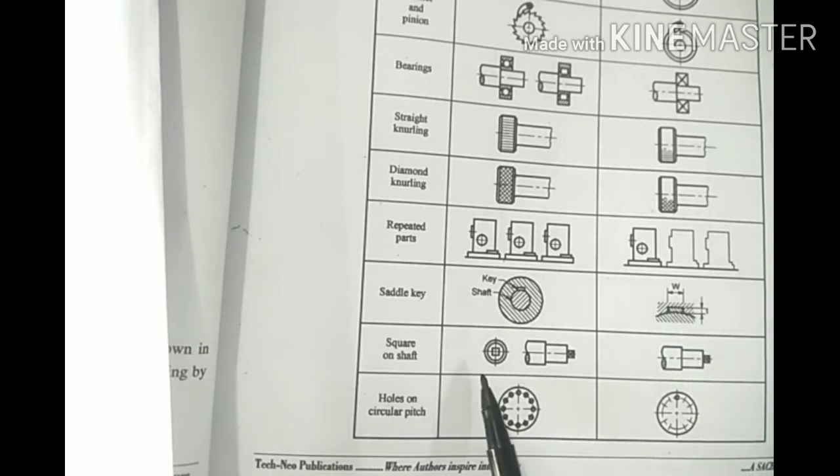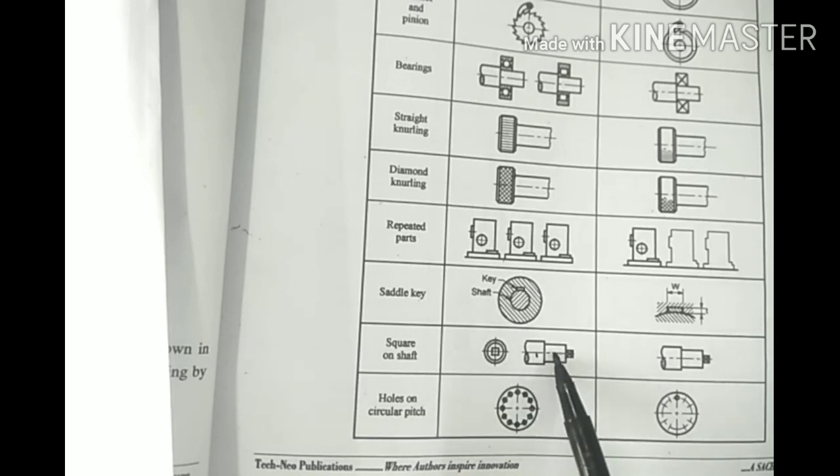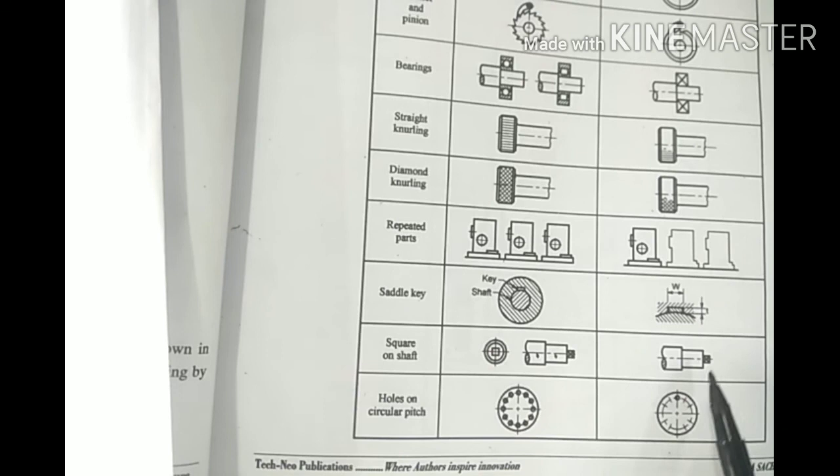Then square on shaft. Square on shaft means this is a round shaft and this portion is square. The square is provided for a spanner, or sometimes a square neck is provided to avoid rotation. You might have studied this in locking arrangements. So for a square shaft, suppose this is a square portion, it can be represented like this.